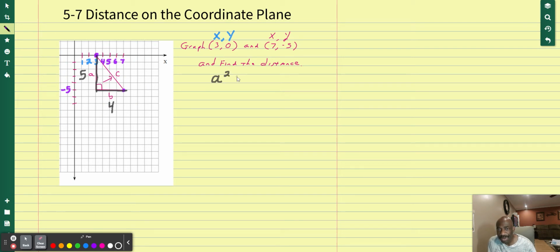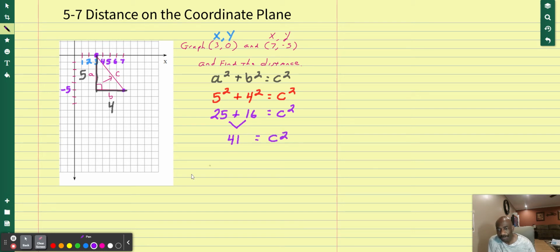We know the formula for the Pythagorean theorem is a squared plus b squared equals c squared. And what I want to do, I want to take the distance we just found for side A, plug it in right here. So that's 5 squared plus the distance that we found for B, 4 squared equals c squared, our hypotenuse. So now we know that that's going to be 25, 5 squared is 25, plus 16, 4 squared is 16, and that equals c squared. When we add these two together, we get 41 equals c squared.